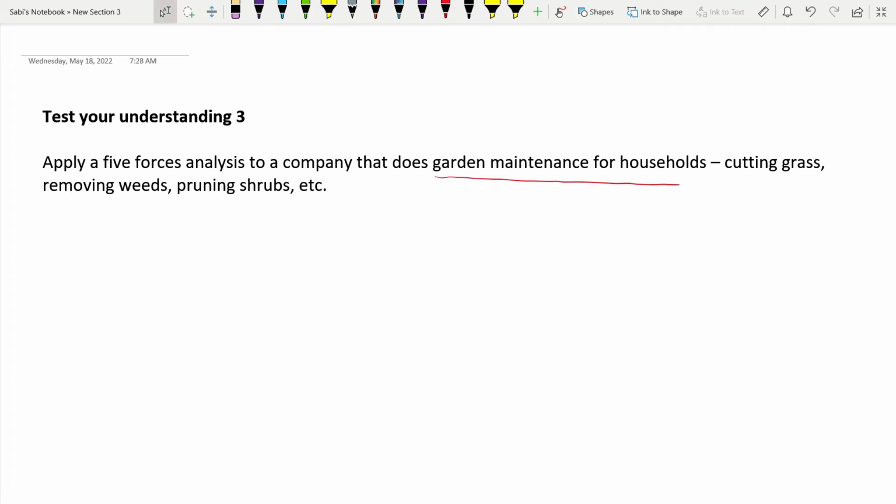Threat of entry. When you give each force, next to it you have to write whether it's high or low. That's how you apply five forces analysis. So you tell me, is threat of entry high or low? It's high. Why?